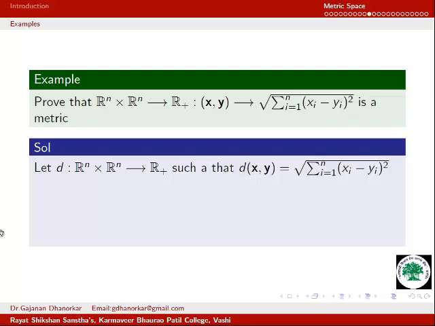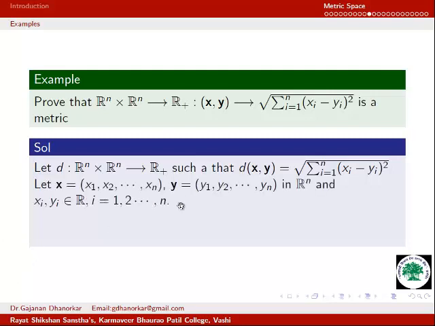Now here, the first condition is very obvious. For this first condition, I will take x and y. These are vectors because these are elements from R^n space. Therefore, I will write this in n-tuple form. x is (x1, x2, and so on up to xn), and y is (y1, y2 up to yn), where the xi's and yi's are all elements from R. These are real numbers. And x and y are vectors because this is for R^n space.